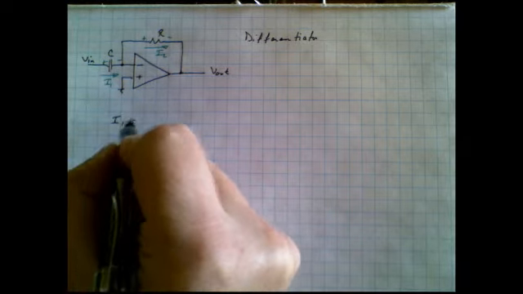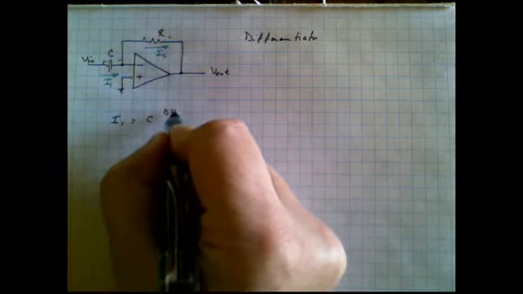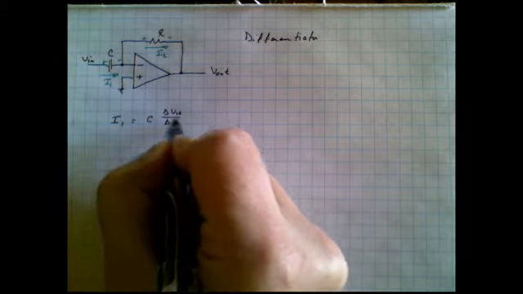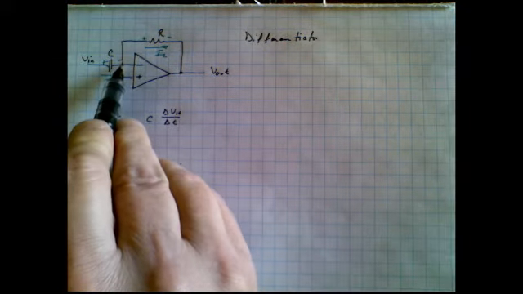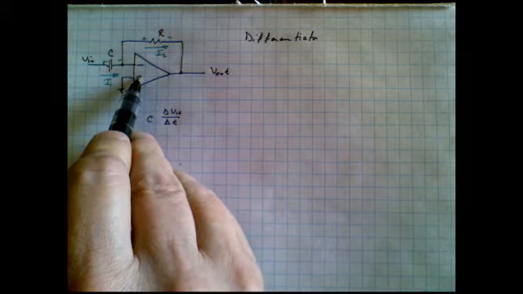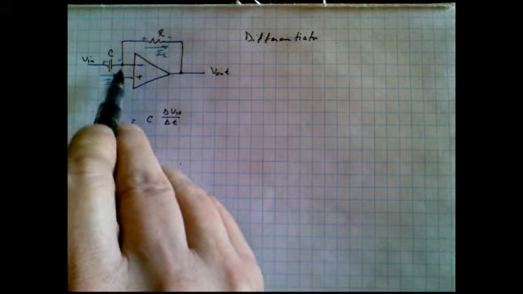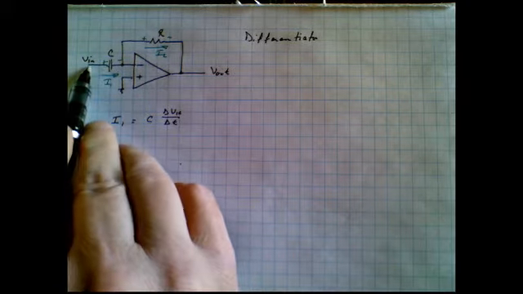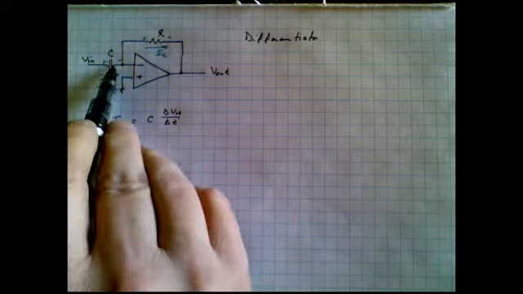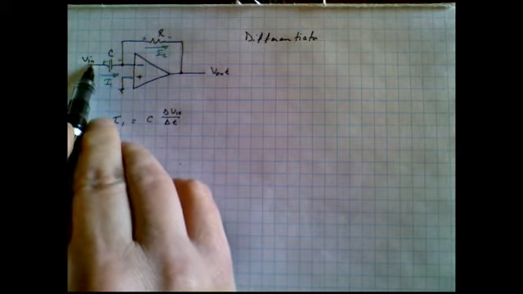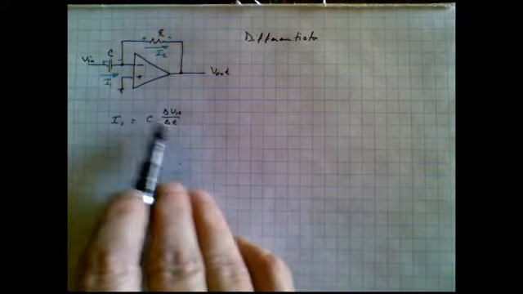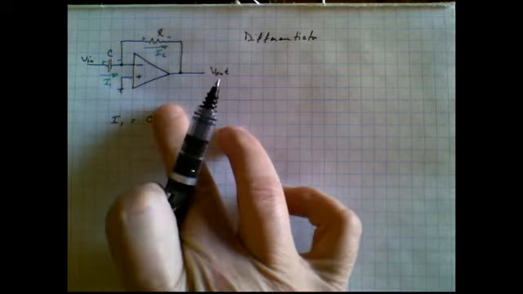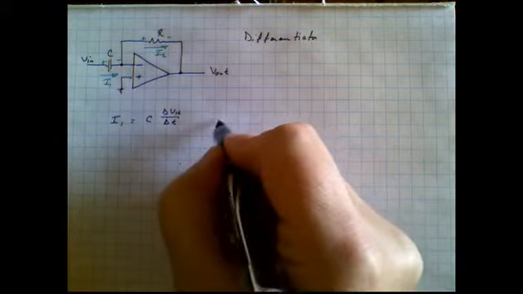The current flowing in the capacitor, I1, is equal to the capacitance times the change in the input voltage divided by the change in time. The reason this is true is because this end of the capacitor is a virtual ground, since the non-inverting input goes to ground. That means the voltage at this end of the capacitor is zero. If Vin was constant, there would be no current flowing. Only if there's a change as a function of time, delta Vin over delta t, will there be a current. Otherwise, this expression goes to zero and I1 goes to zero.